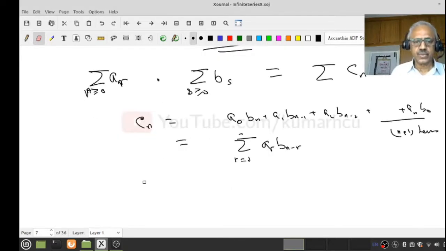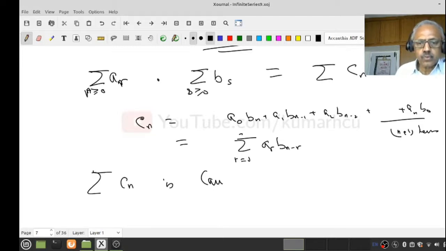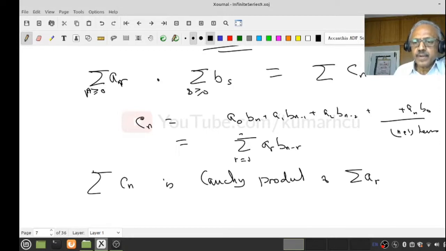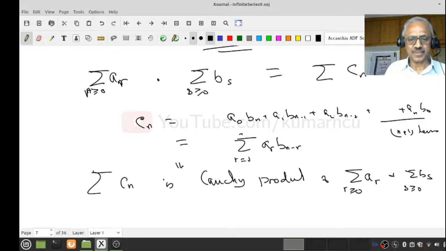Right? So this c_n is called the Cauchy product. This series is called the Cauchy product of summation a_r and summation b_s. If you want to think of it, it's the summation a_n and b_n. Okay, there is no problem. Is it clear? It's the Cauchy product.